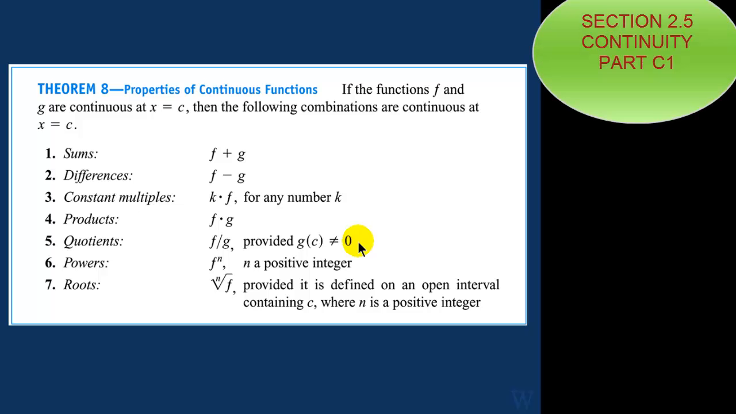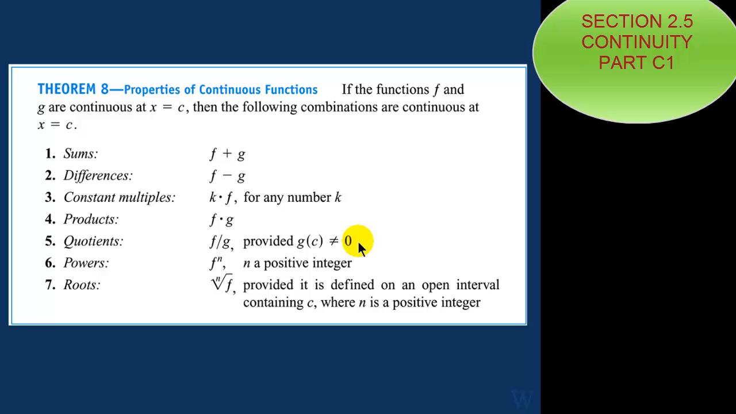Properties of continuous functions. If the functions f and g are continuous at x equal to c, then the following combinations are continuous at x equal to c. And look at this. This is very familiar. This is just the same as the properties of limits of a function, whether it exists or not.